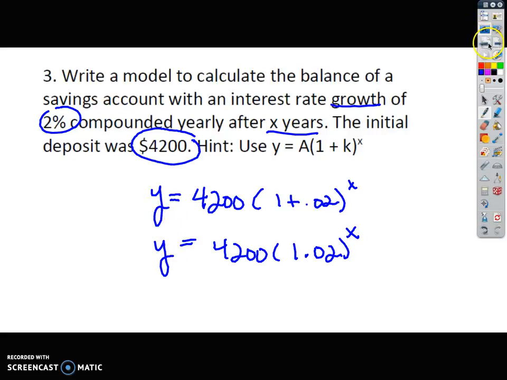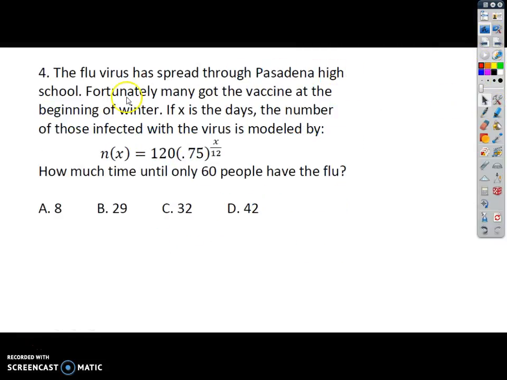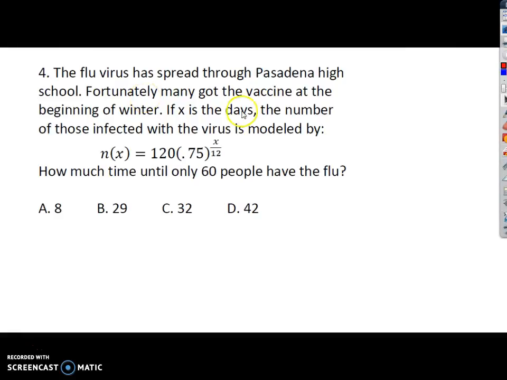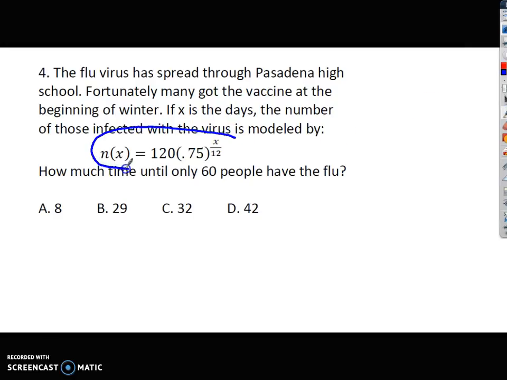Let's look at number 4. It says the flu virus has spread through Pasadena High School. Fortunately, many got the vaccine at the beginning of winter. If x is the days, the number of those infected with the virus is modeled by this equation. So the model is already given to you, meaning the equation I use to put in my inputs and see the result. How much time until only 60 people have the flu?